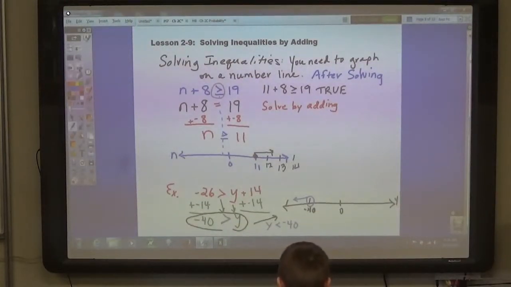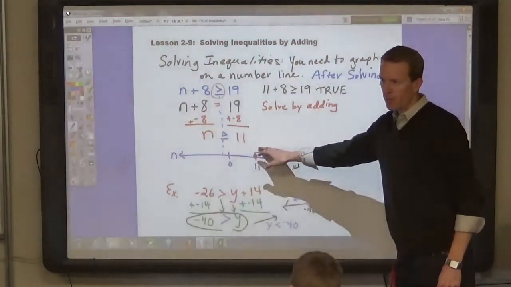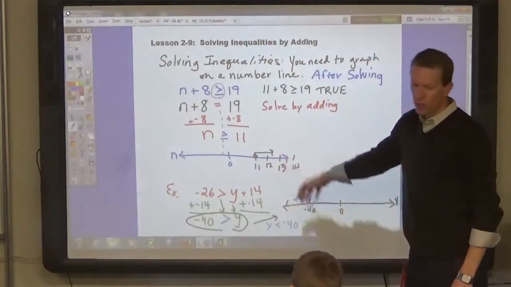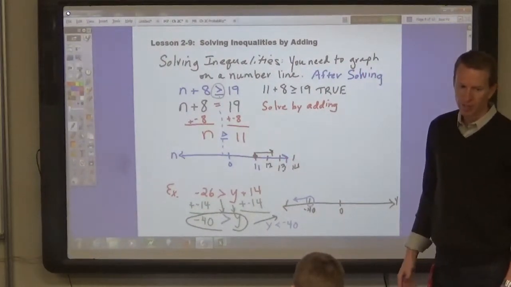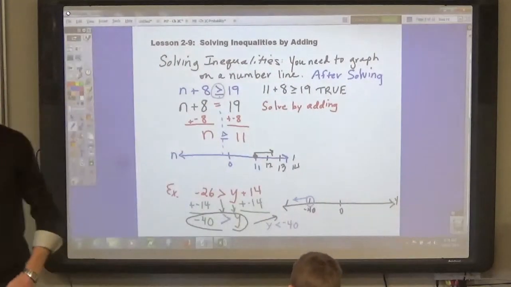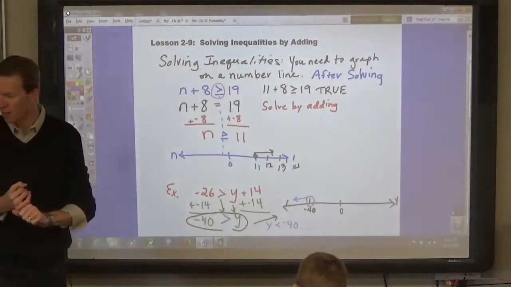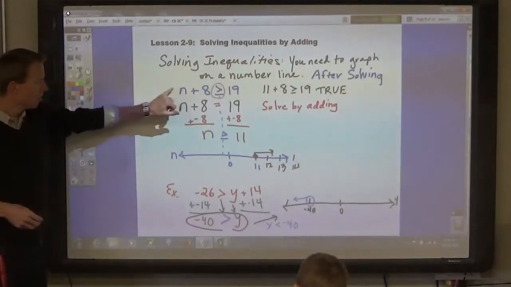In lesson 2.9, we're going to apply what we worked on from yesterday. We're going to be graphing after we solve these inequalities. Okay? So, let's go back and talk about solving an equation. Remember, when you're solving an equation, you're proving a solution. You're proving what the solution is to an equation.